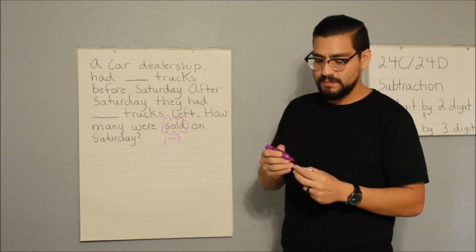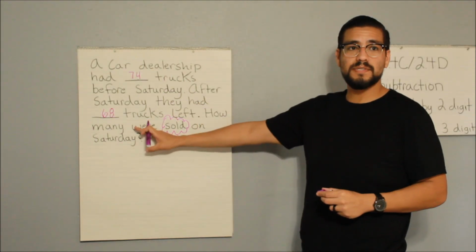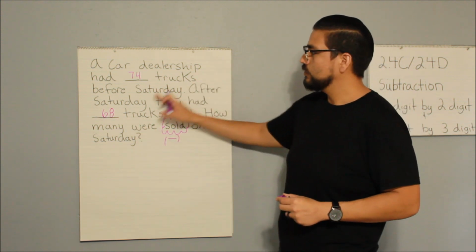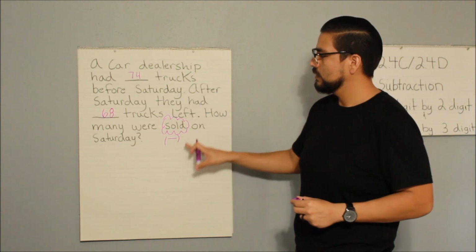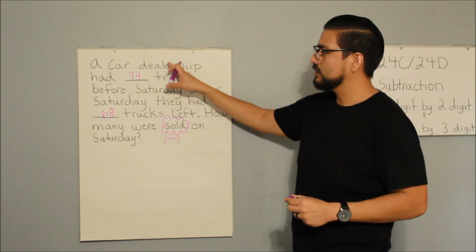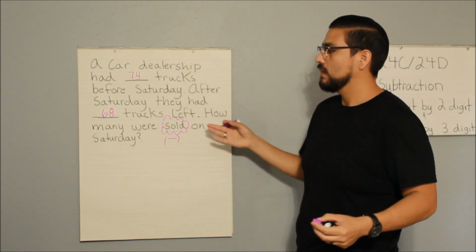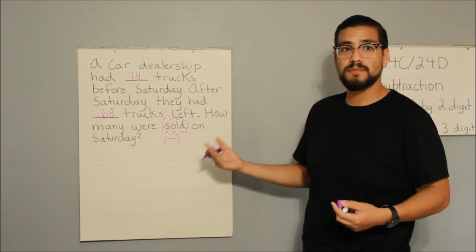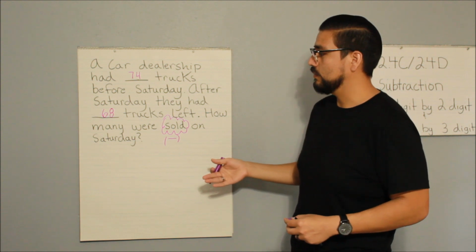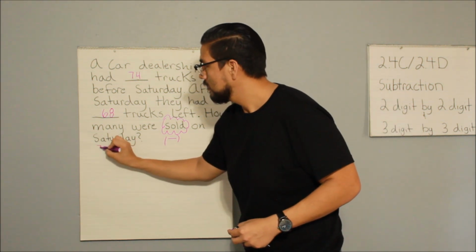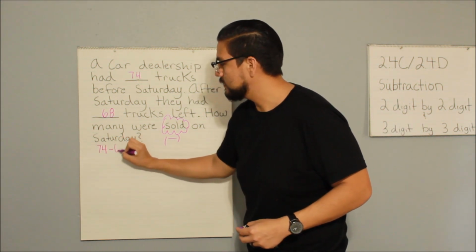Now I'm going to go ahead and add some numbers. Alright, so I added some numbers. I added 74 and 68. Those two numbers we're going to be working with. So if we sold on Saturday, this car dealership sold stuff, we already know we're going to be doing subtraction. So we're going to solve for our equation, which is 74 minus 68.